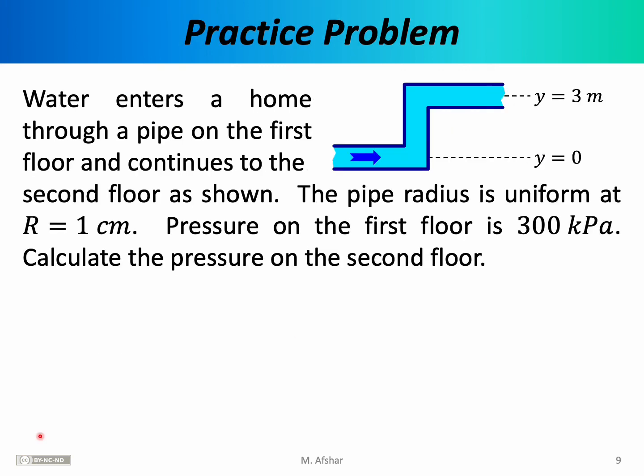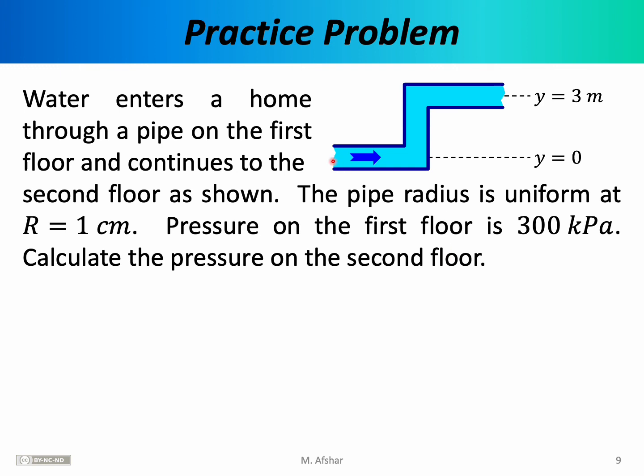Let's end this lecture with one last practice problem. Water enters a home through a pipe on the first floor and continues to the second floor as shown here. The pipe radius is uniform at 1 centimeter. Pressure on the first floor is 300 kilopascals. Calculate the pressure on the second floor.